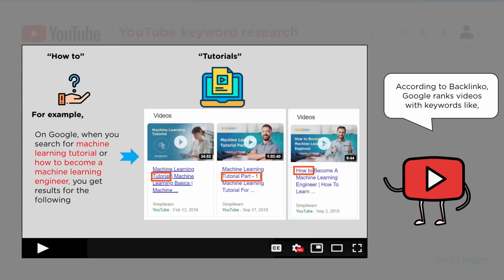So when you search for machine learning tutorial or how to become a machine learning engineer, you're going to get results related to that. Because if you look at these examples, we have machine learning tutorial in our title, or how to become a machine learning engineer. So keep that in mind. If you're creating a video and it's educational in nature, use those key terms like how to and tutorials in the video title, because that will help you rank.